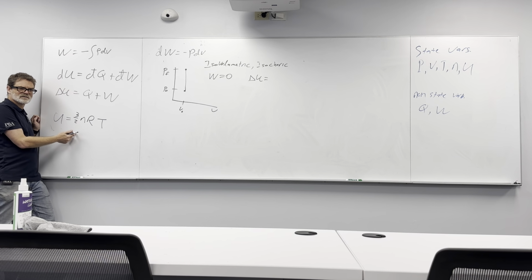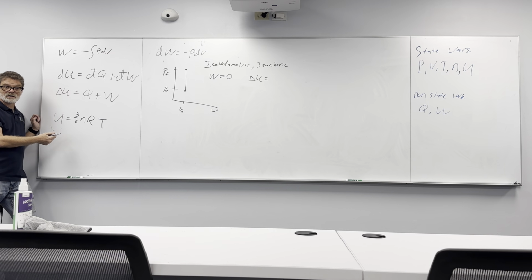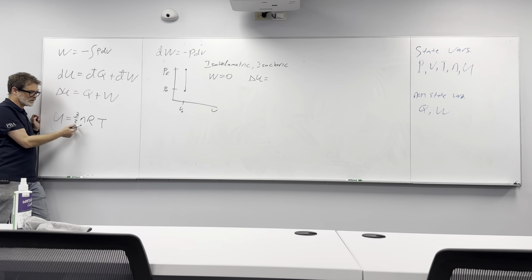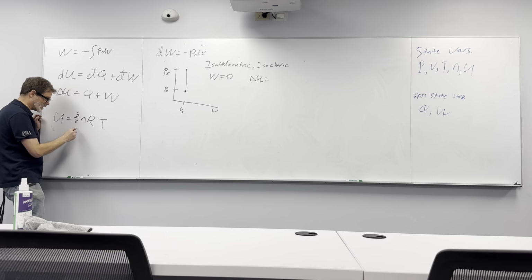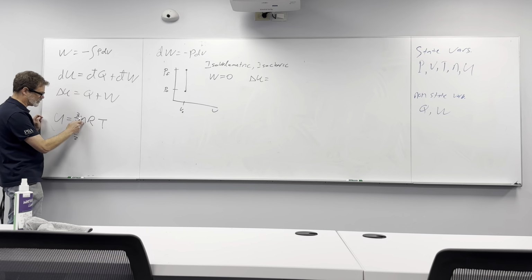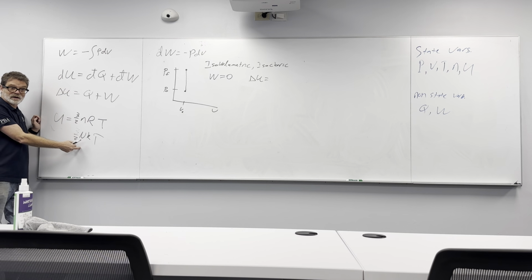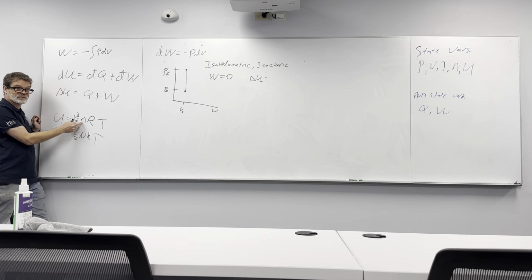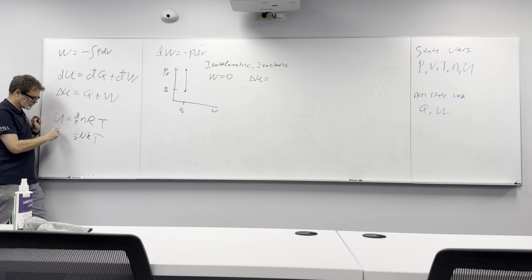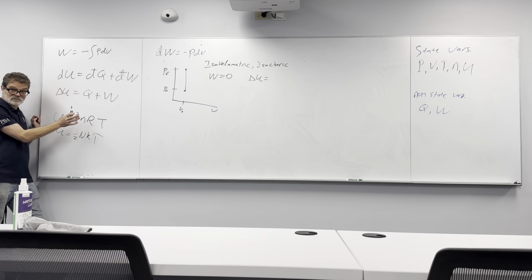We did this, didn't we? 3/2 NRT, when we derived the ideal gas law. We also got the same equation, but instead of little n, we got 3/2 N kT. That's the same. This is just molecules, that's moles. So that's the internal energy of a gas. We're going to use R today.